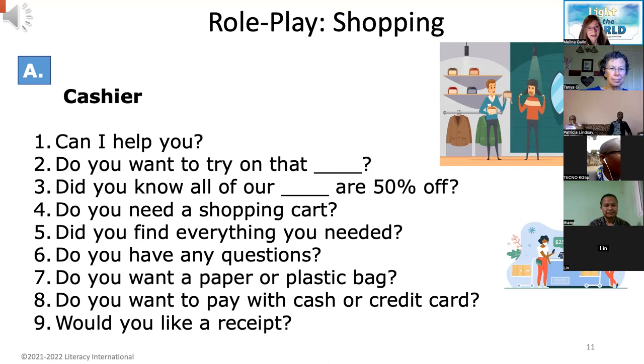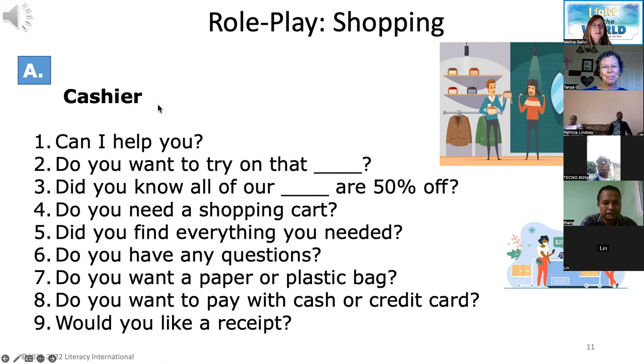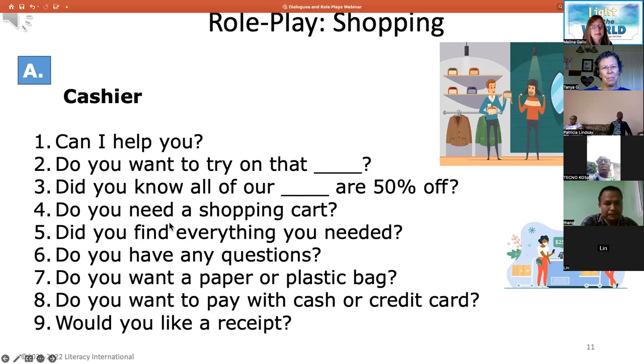So like, do you want to try on that dress? Do you know that all of our hats are 50% off? Do you need a shopping cart? Did you find everything you needed? Do you have any questions? So again, we have the questions here, but the other person has to make up answers on their own, on the spot. So this is a little more challenging.